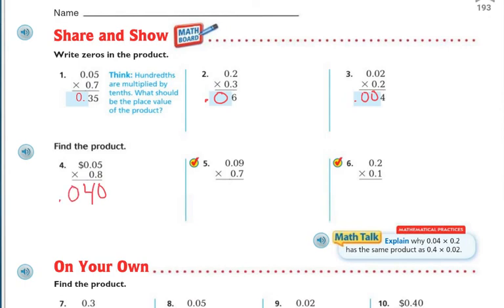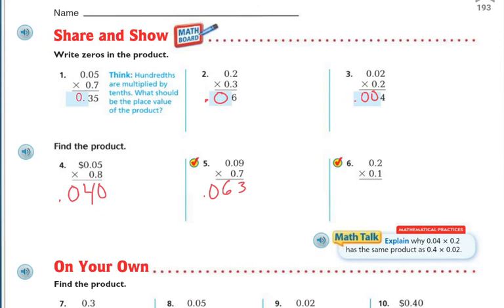The next one is 9 times 7, which is 63. So I'll put my 3 and my 6. And how many place values do I need? I need 1, 2, 3. So I have my decimal here, 1, 2, and I have to put a 0 in order to move it over 3. So I'm going to put my 0 and my decimal.